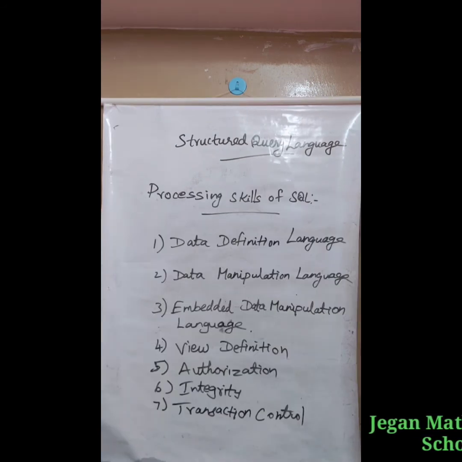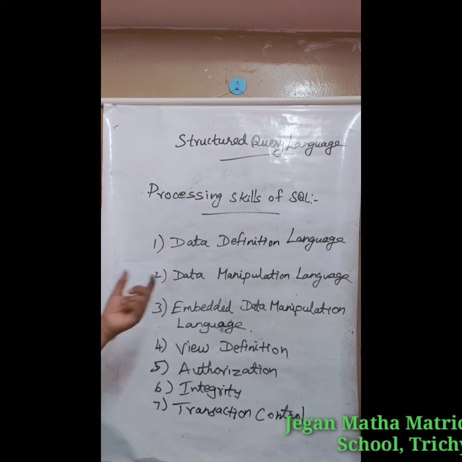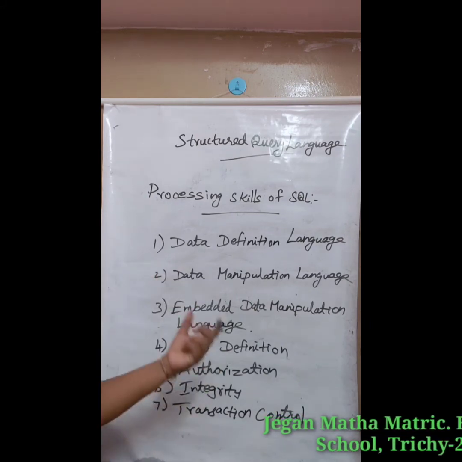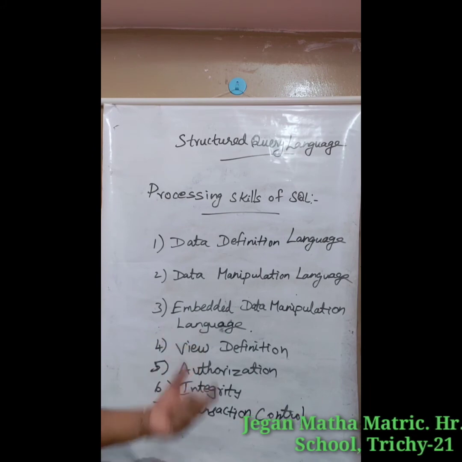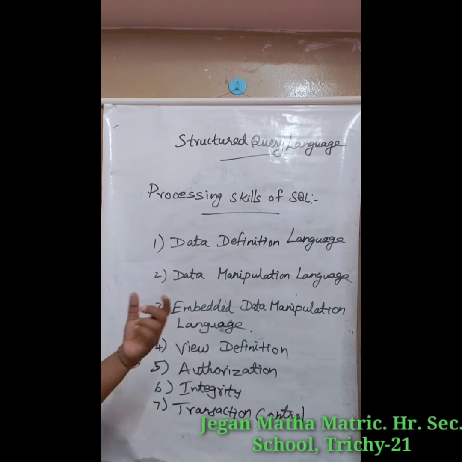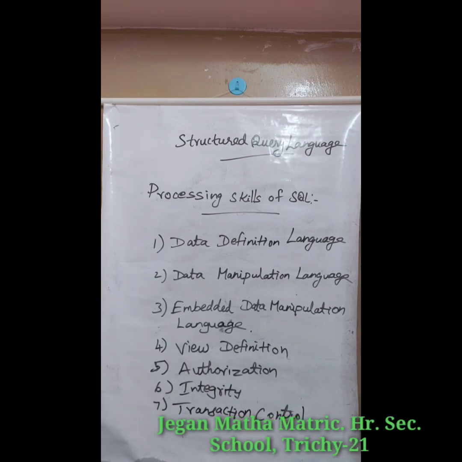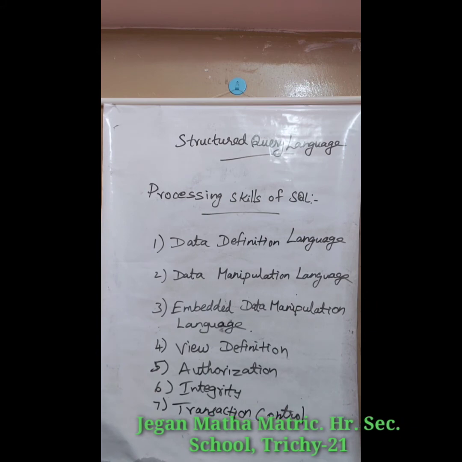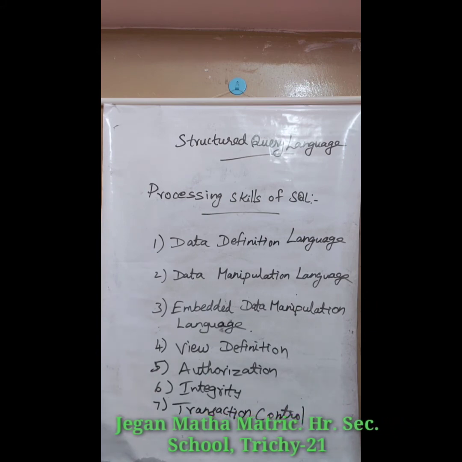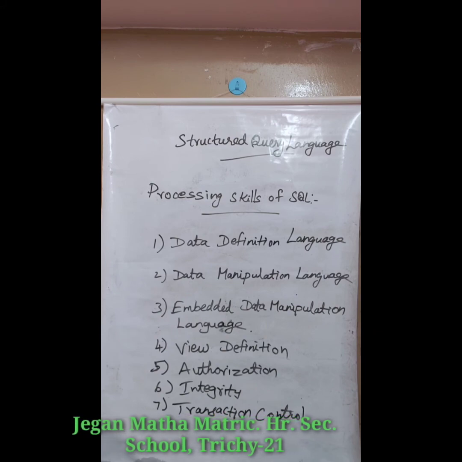Processing skills of SQL. The various processing skills of SQL are, the first one, data definition language. The SQL DDL provides commands for defining relation schemas. Here schema means structure, and deleting relations, creating indexes and modifying relation schemas. That is DDL, data definition language. So here it is defining the structure, deleting the tables and creating the indexes, everything.